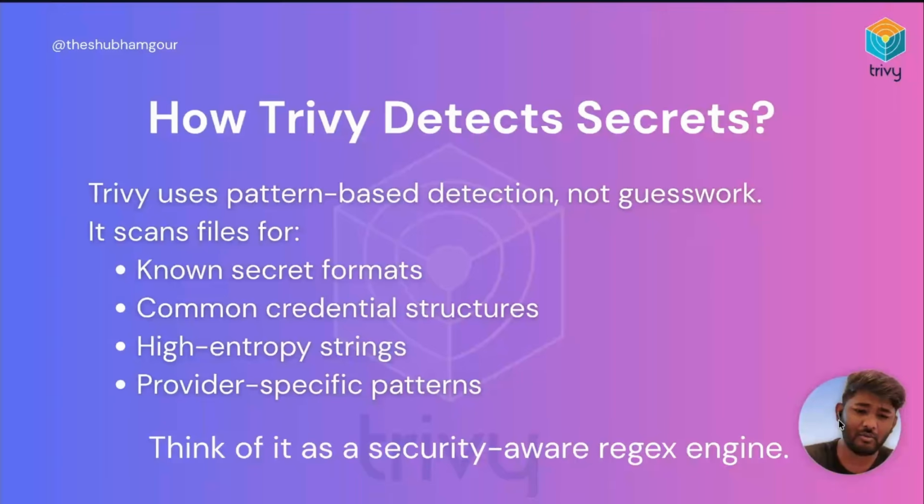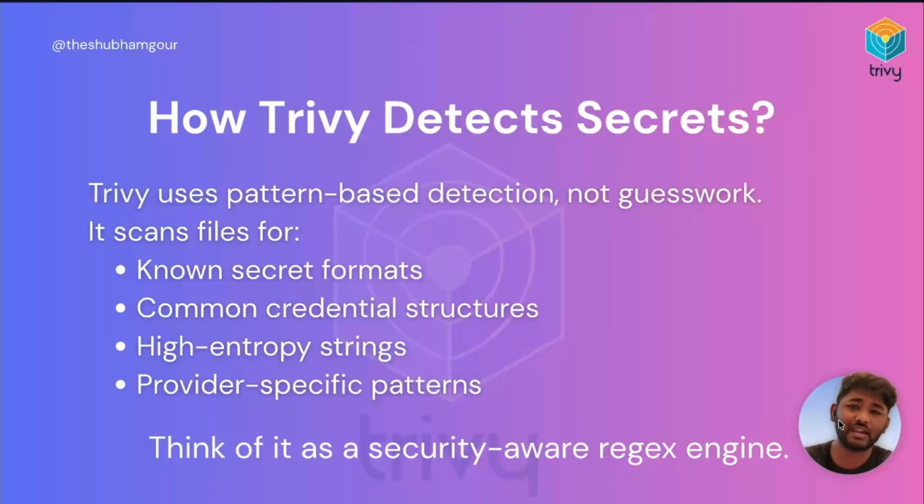It can be a common identical credential structure, and there can be some high entropy strings, and there can be a provider for specific patterns. Now let us take a very big example. When it comes to keys, we are talking about GitHub tokens, AWS tokens, Google Cloud tokens. Those tokens basically have a specific pattern. Those patterns are noted down in one form, and that is present in a vulnerability database.